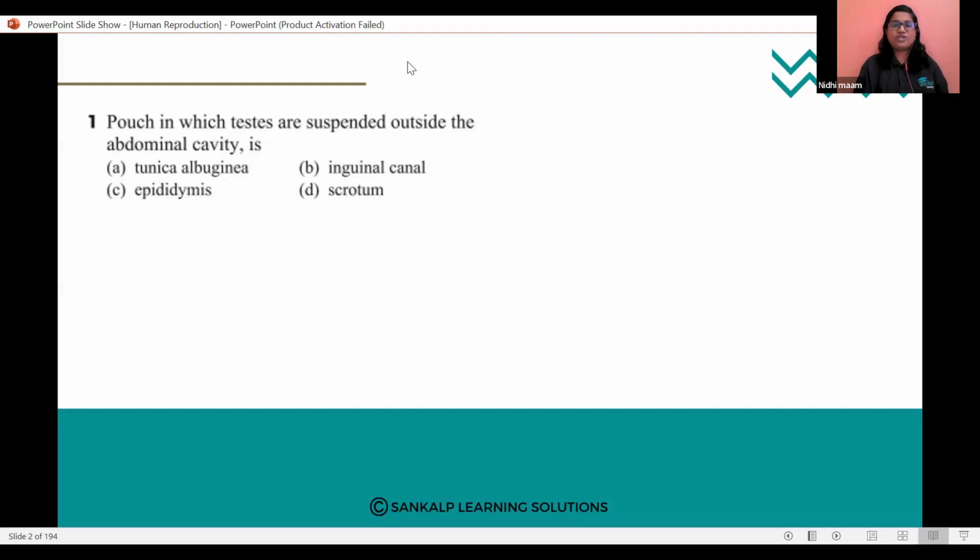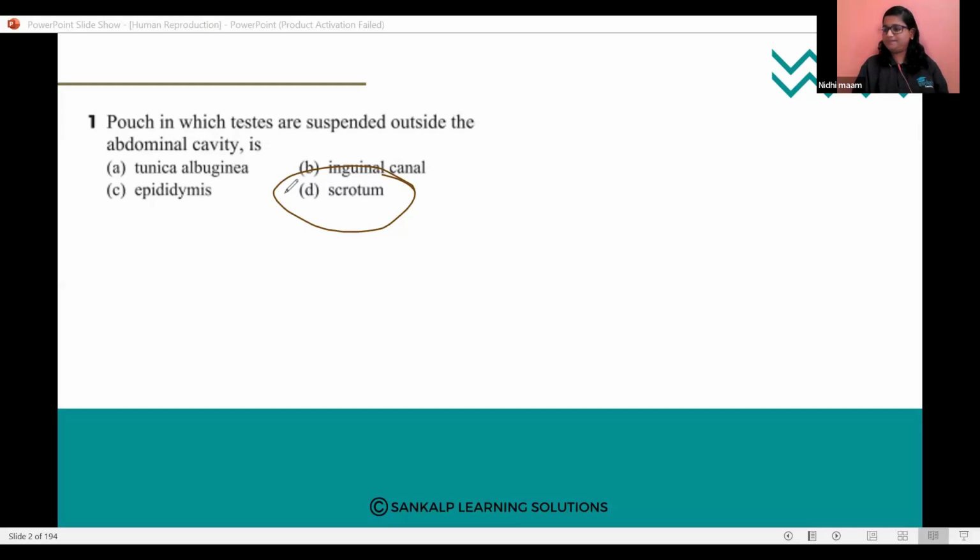So here, option D is scrotum. Okay, scrotum. It is the right answer. So can anyone tell me what is the function of the scrotum? Why should the scrotum be present? Directly the testis would be suspended, right? Why is the pouch-like structure present around the testis?